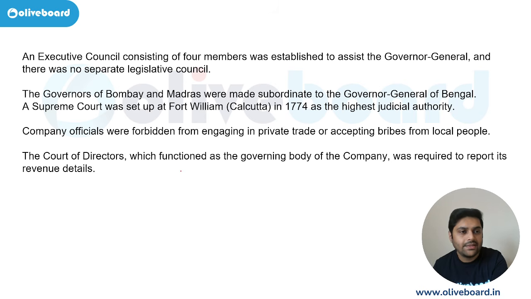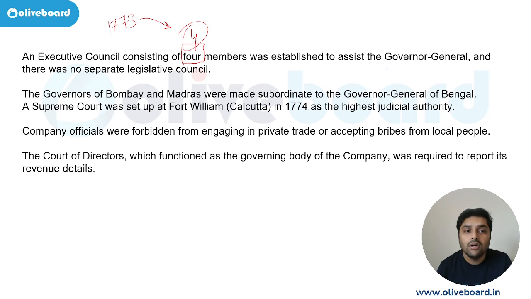Coming to the next one. In this act, an executive council of 4 members was made. How many? 4. Please remember, very, very important. Exams like SSC, RRB, they love facts and figures. They love dates. They love numerical values. So, 1773 Act, 4-member council was established to assist whom? To assist Governor General, Warren Hastings. And there was no separate legislative council.